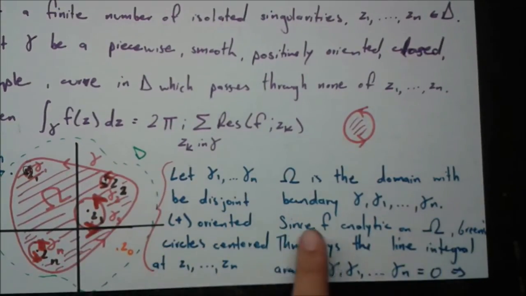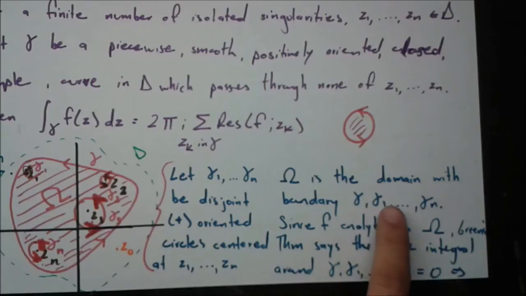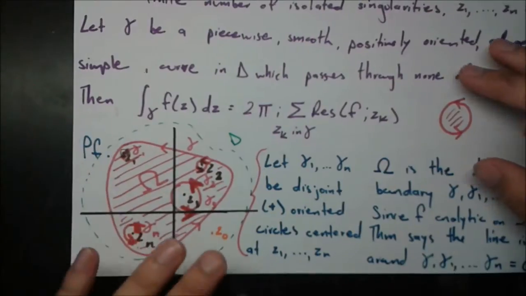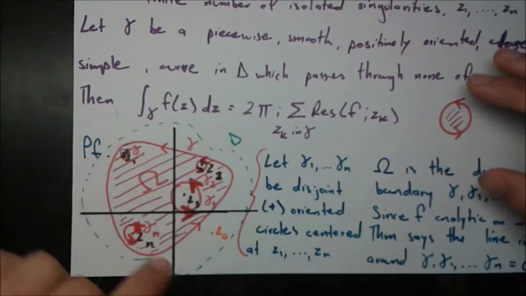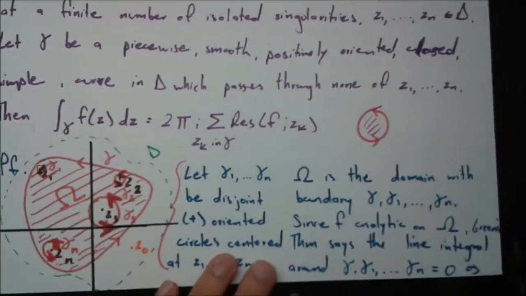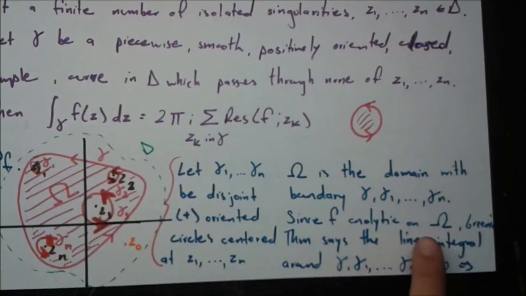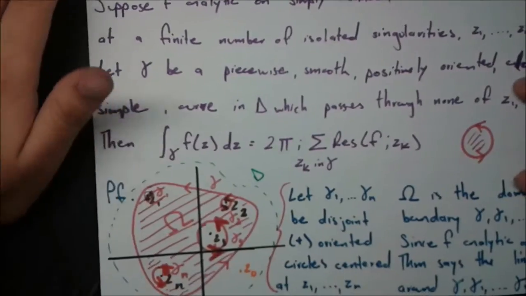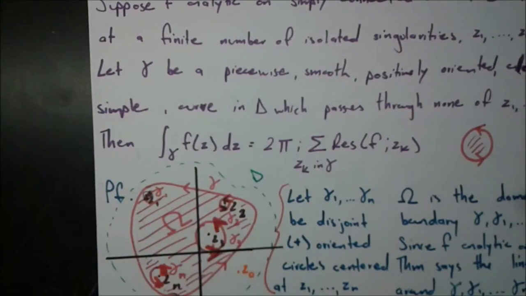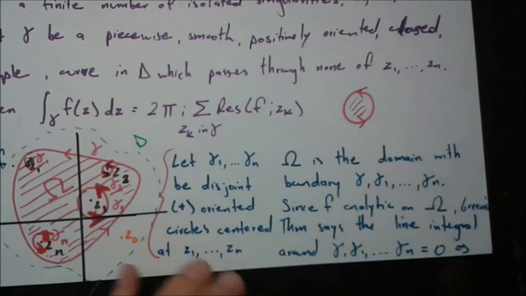So again, omega is the domain with the boundary gamma, gamma 1, gamma 2, and so on all the way to gamma sub n. So we take the inside of gamma and we take away these circles. So we're subtracting all these circles away. Now, the reason we did that is because we want f to be analytic on omega. And is it? Yeah, because f was analytic on the entire domain except at these singularities.